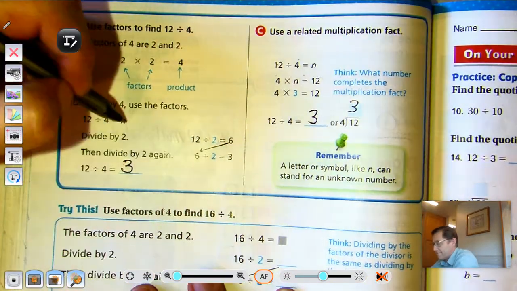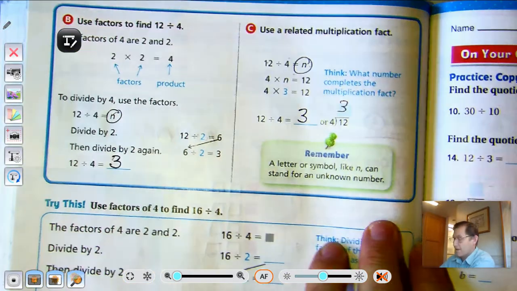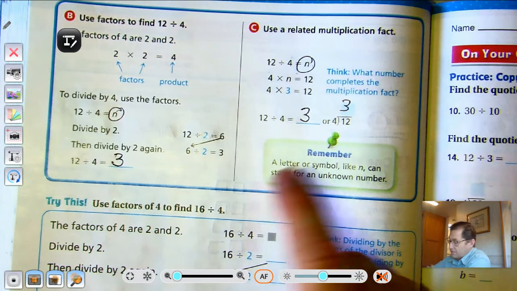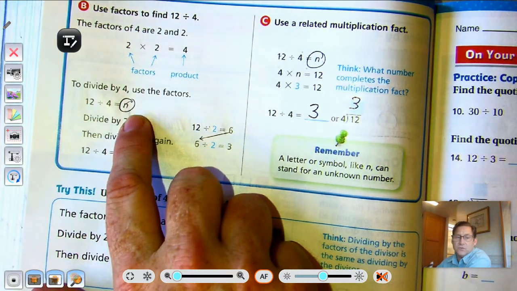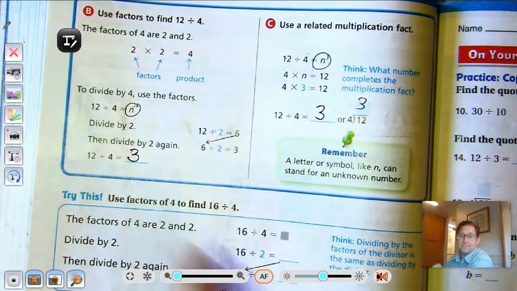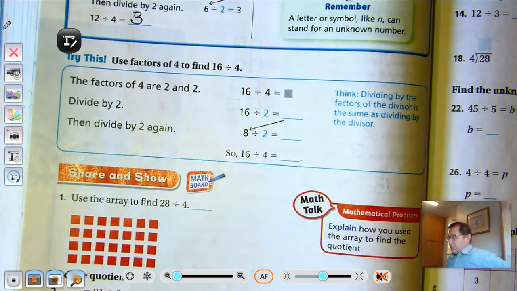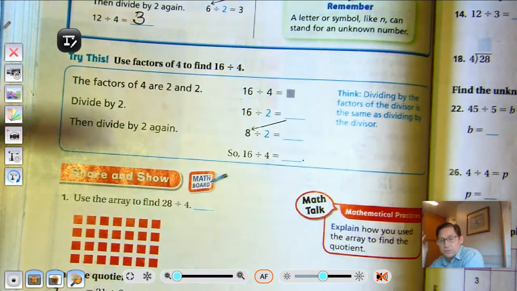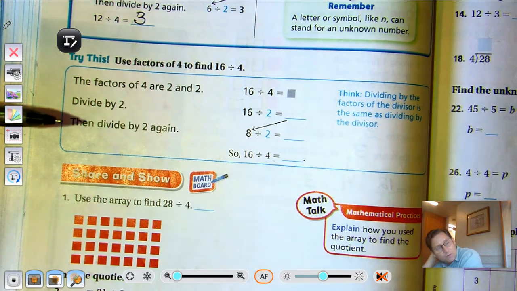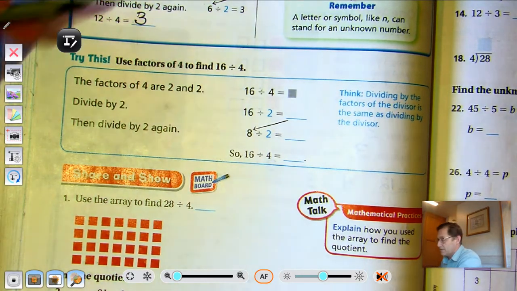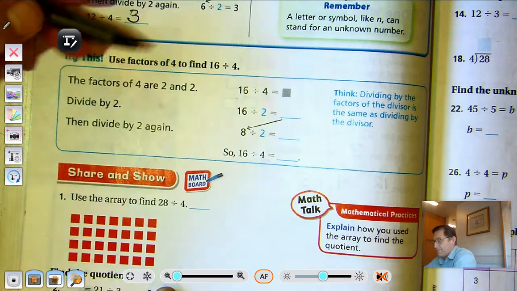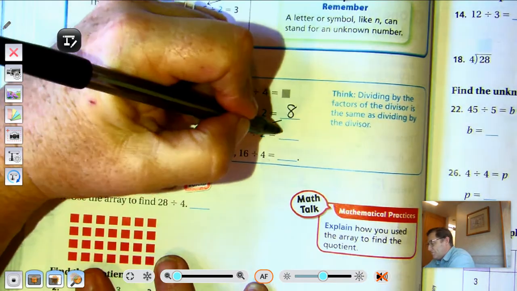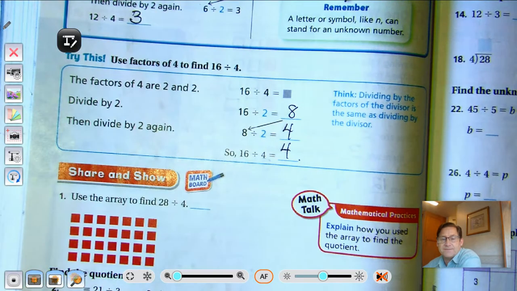And remember here where we have the n, a letter or symbol like n can stand for an unknown number. So that's all that means. 12 divided by 4 equals an unknown number. And in this case, it was 3. Okay, so use factors of 4 to find 16 divided by 4. So again, the factors of 4 are 2 and 2. Okay, so we're just going to divide our problems by 2 twice. So 16 divided by 4, we're going to divide by 2 first, and half of 16 is 8. And then 8 divided by 2, half of 8 is 4. So 16 divided by 4 is 4.